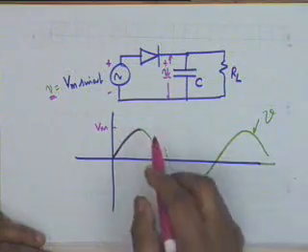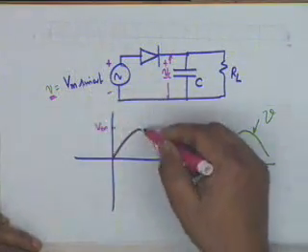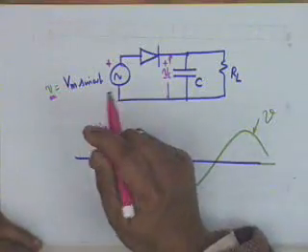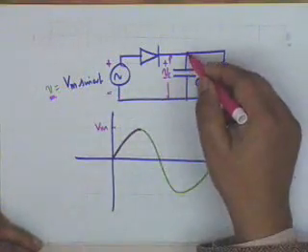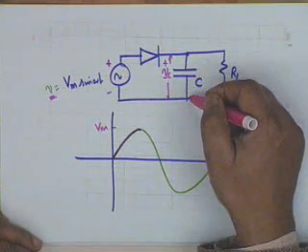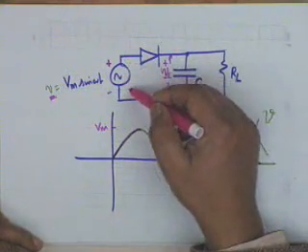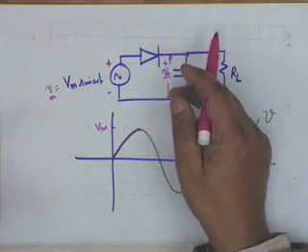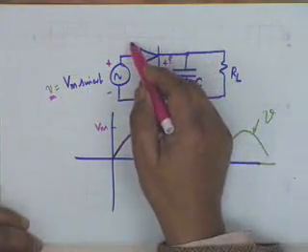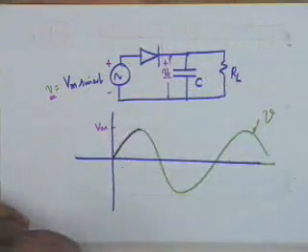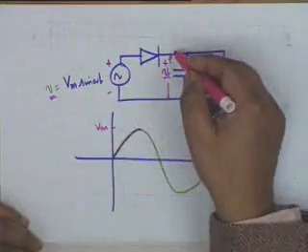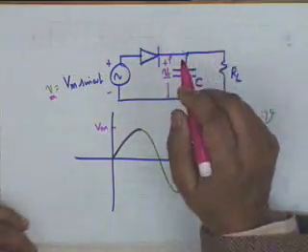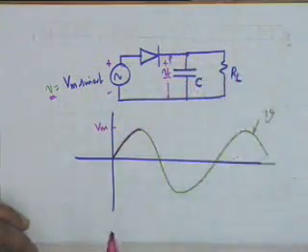Now what happens? Small v now decreases below Vm. The capacitor cannot change its charge, and therefore it remains at Vm, whereas this voltage decreases below Vm, so the diode now becomes reverse biased. The diode conducts only when the anode is positive with respect to the cathode. Now the cathode has become positive with respect to the anode, therefore the diode ceases to conduct. What happens to the capacitor then?